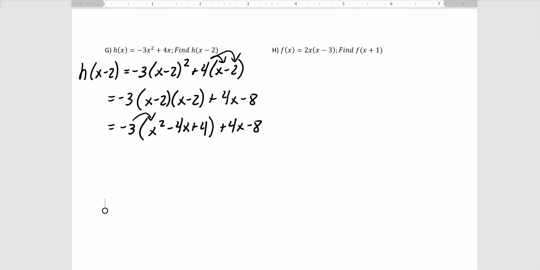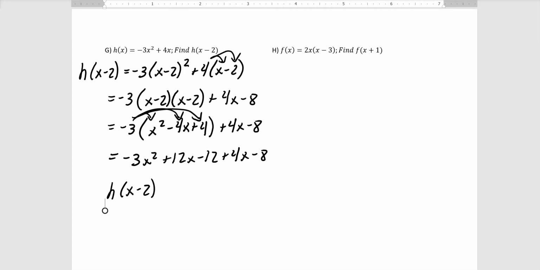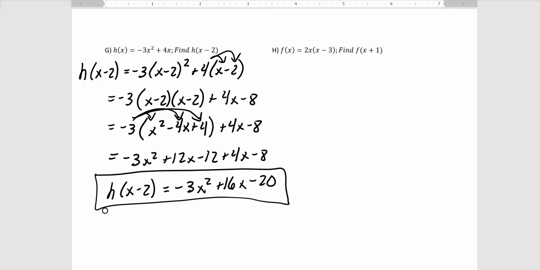And now we need to distribute that negative 3 into everything. So we will have negative 3x squared plus 12x minus 12, plus 4x minus 8. We can combine some like terms here, and we'll find that h of x minus 2 equals negative 3x squared. 12x plus 4x gives me plus 16x. Negative 12 minus 8 gives me negative 20. And that's all I need to do. I don't need to try to solve this or factor it or anything like that. Remember, we're just simplifying. So negative 3x squared plus 16x minus 20 is our final answer for h of x minus 2. Last one here.